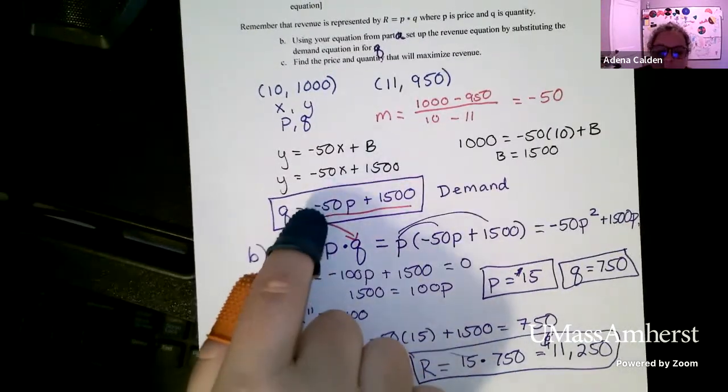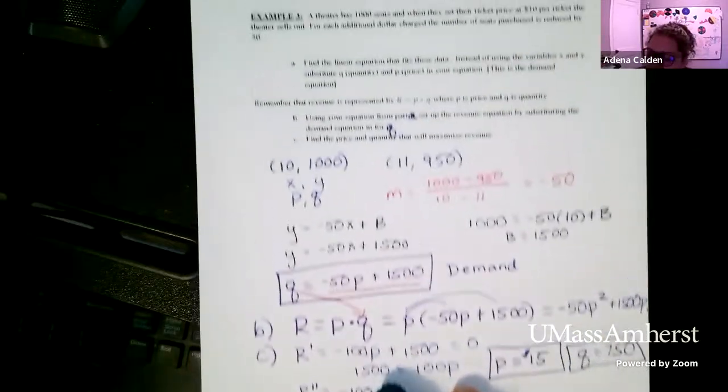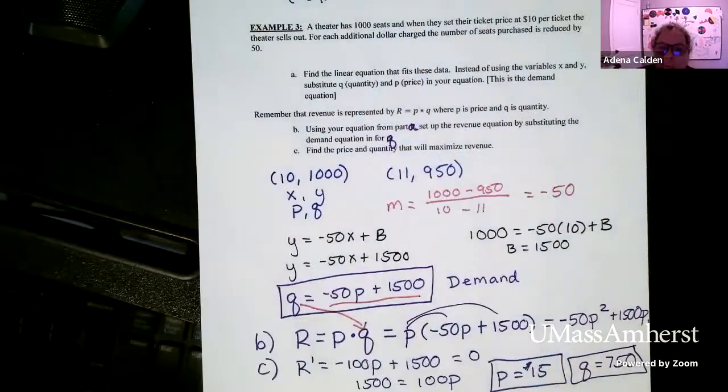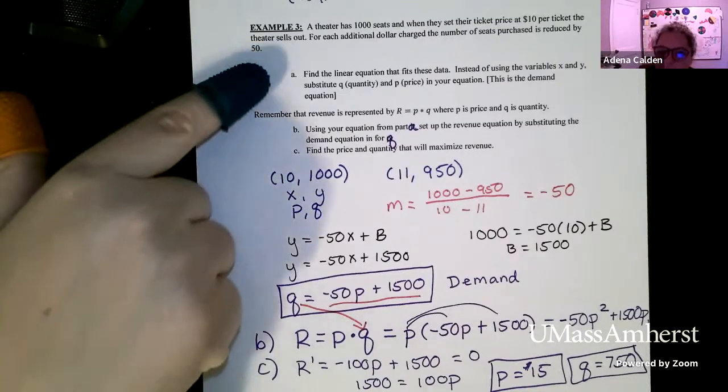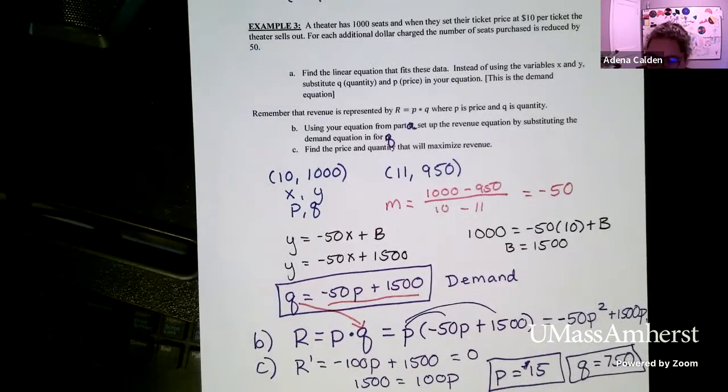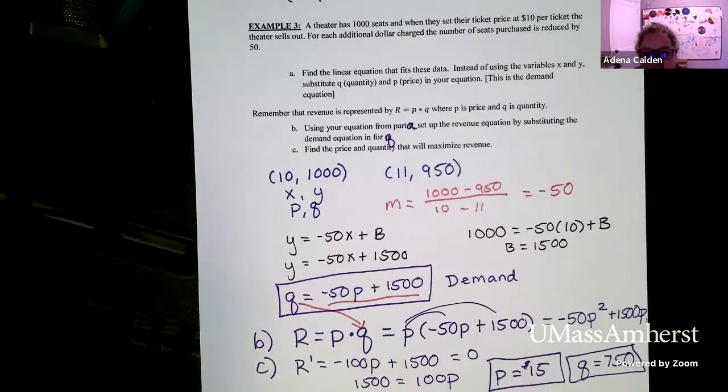Okay, so this demand equation is really important. And you can imagine that, you could change it from a theater to a baseball park or something else that you're selling. But the idea is that you have to start by finding the demand equation if you're maximizing revenue in any sort of meaningful way.